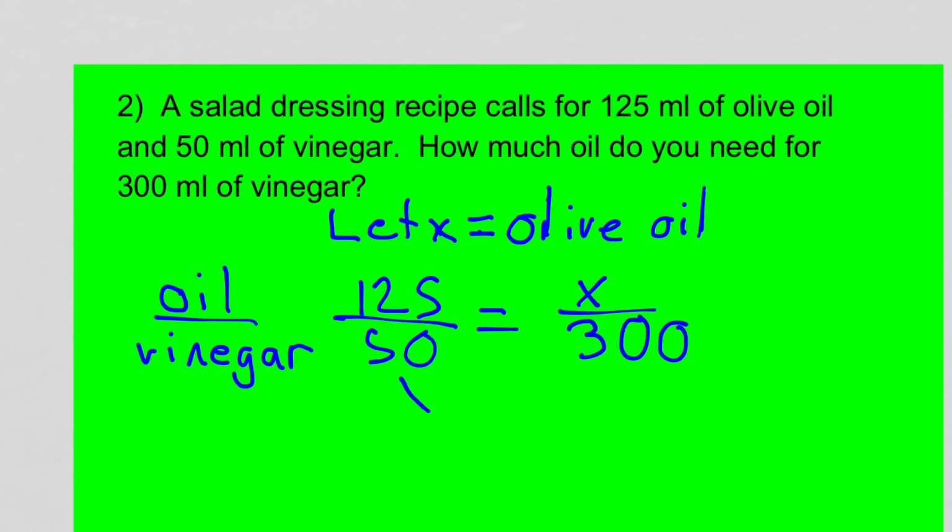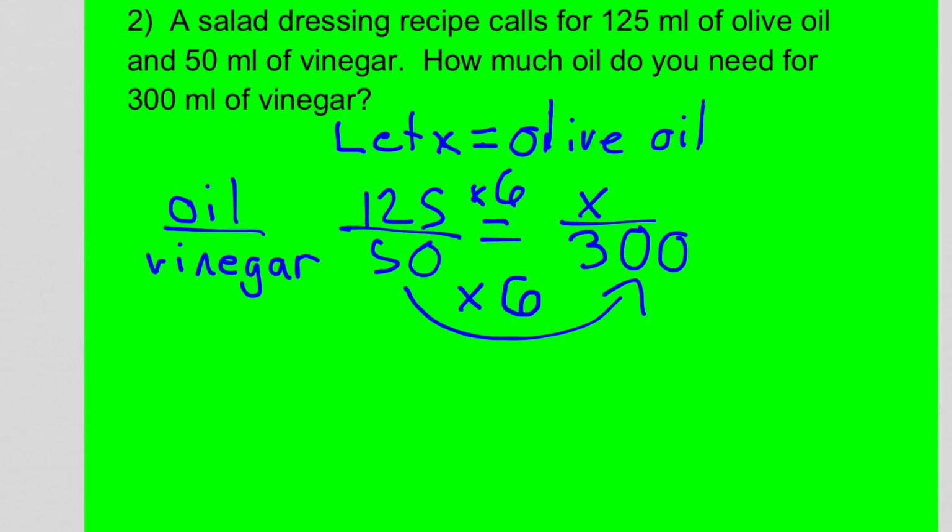To solve it, we ask ourselves, what are we doing to 50 to get 300? Are we getting larger or smaller? Well, since we're getting larger, we're going to multiply, and we'll multiply 50 by 6 to get 300. You'll do the same thing to the top. I know 100 times 6 is 600. 25 times 4 is another 100 for 700. And then 25 times 2 is another 50 for 750. So x is equal to 750 milliliters of olive oil.